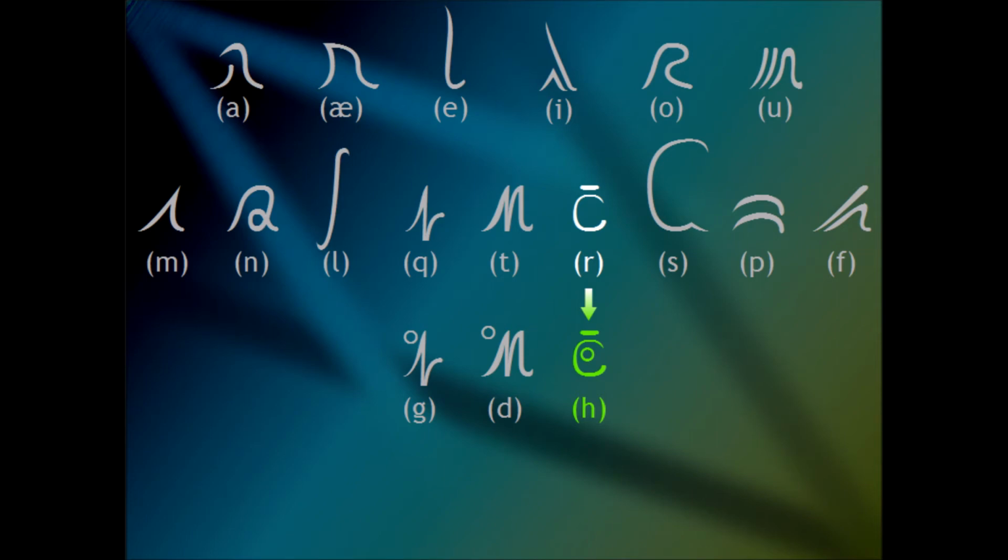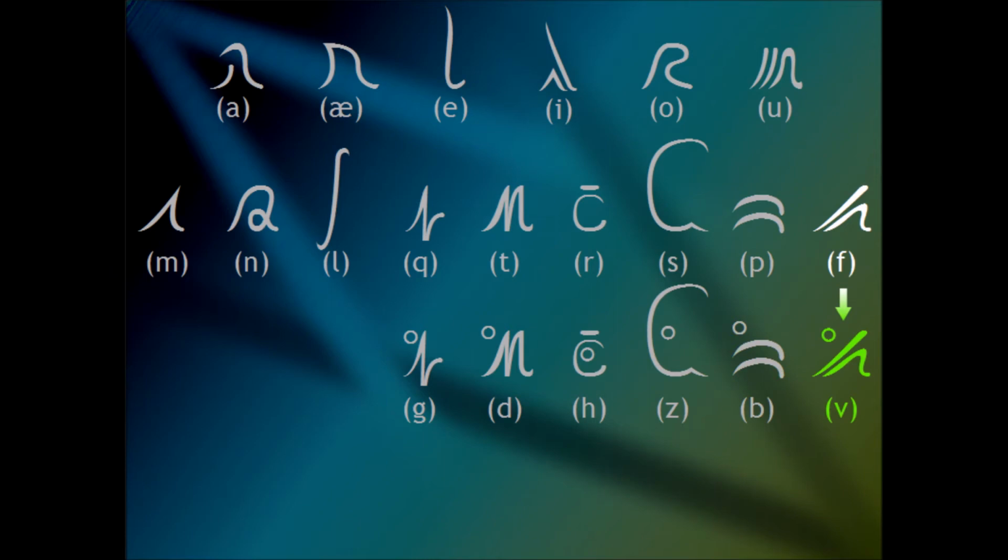Next, S becomes Z. P becomes B, and F becomes V. Once again from left to right. G, D, H, Z, B, V.